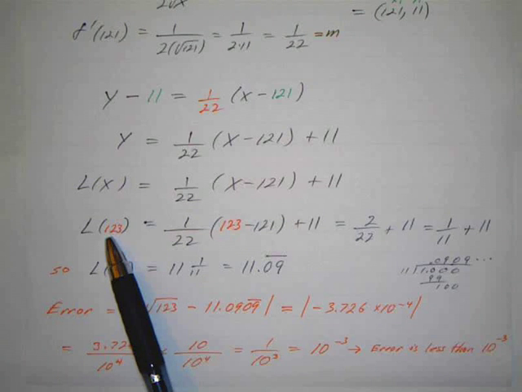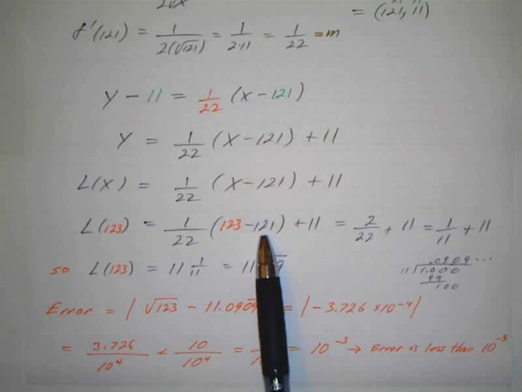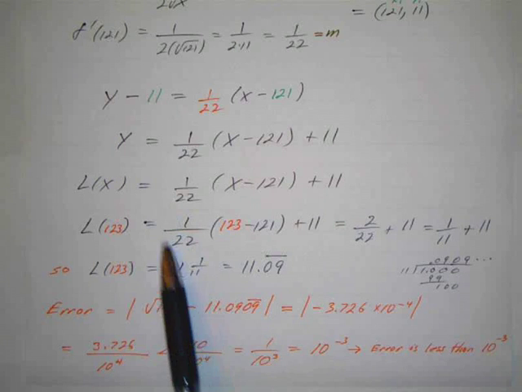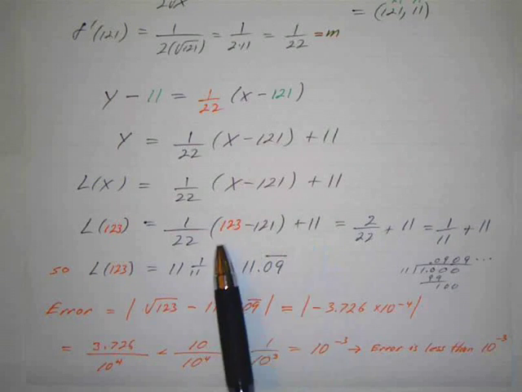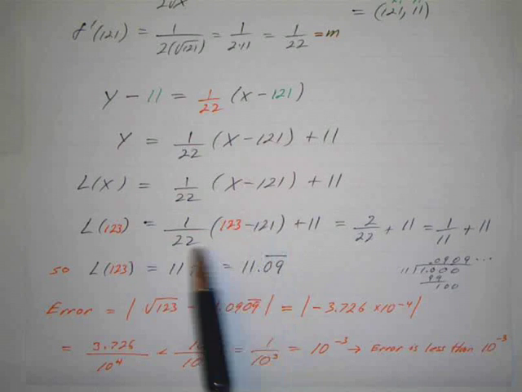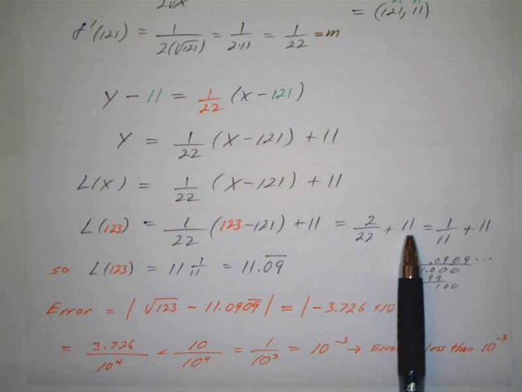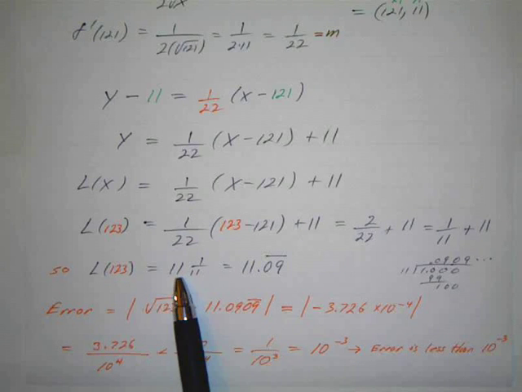So I'm going to put 123 in this. Now this is going to be a lot easier to evaluate than trying to find the square root of 123, which would be pretty hard to do arithmetically. So I'll put this in the linearization: 1 over 22, and instead of x, I've got 123 minus 121, plus 11. And 123 minus 121 is 2. So that's just 2 over 22 plus 11, and 2 over 22 is 1 over 11, plus 11. So that's going to end up being 11 and 1/11.